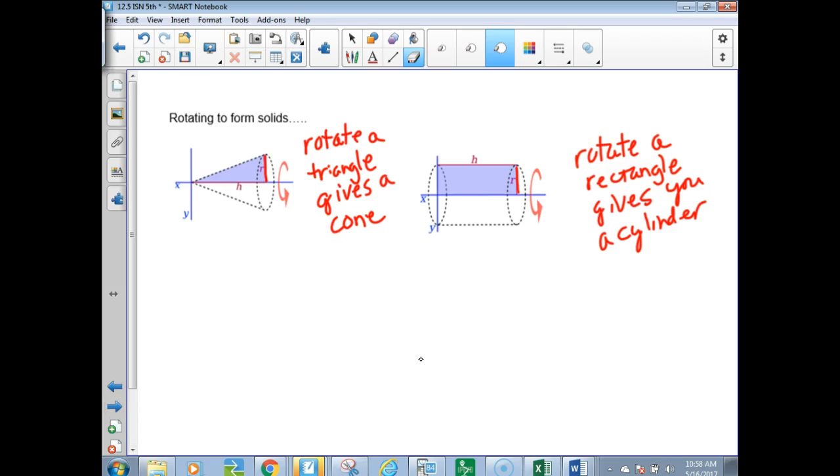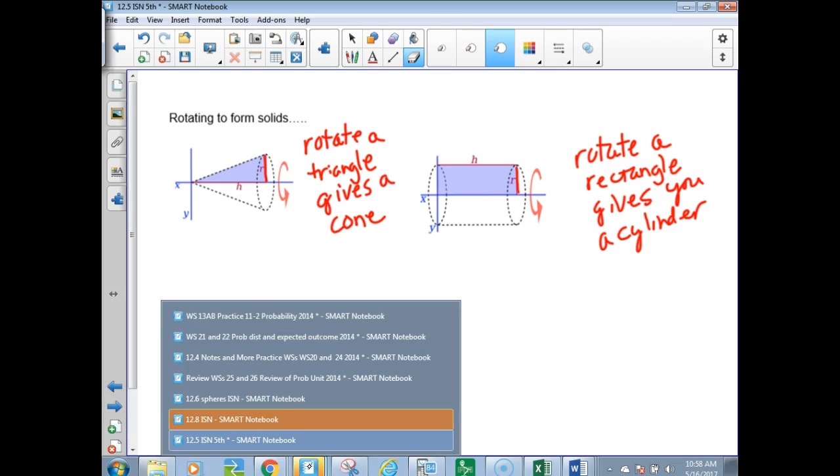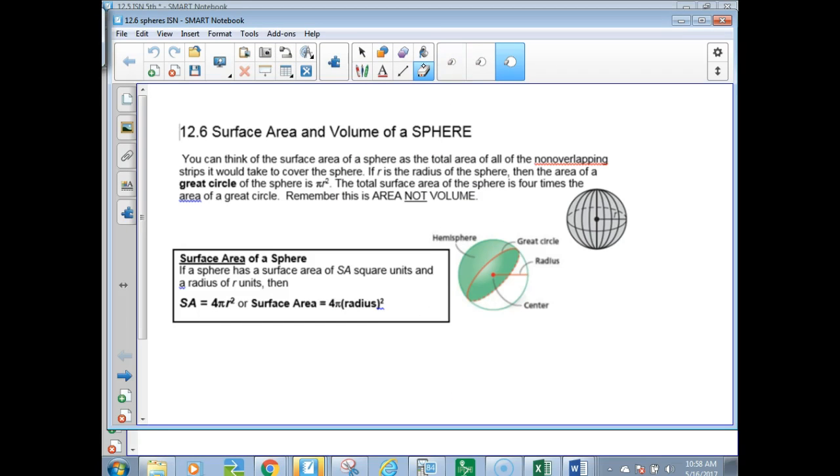All right. Back here, the rotating a solid. So let's move now to the 12.6 spheres ISN. I have no idea why I can't get in my head to say 12 lately instead of 11 or 10 or whatever.